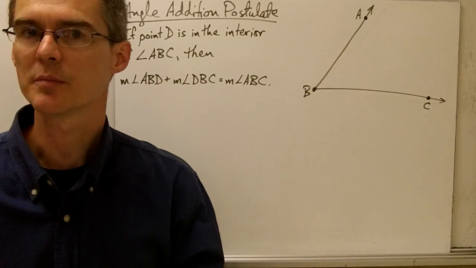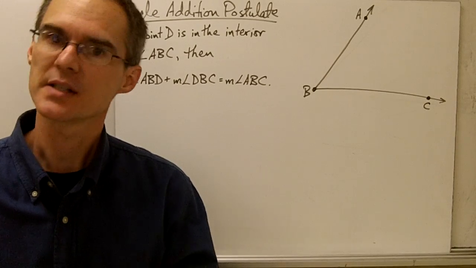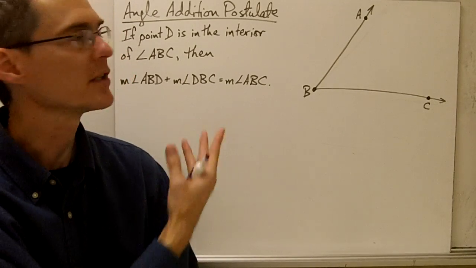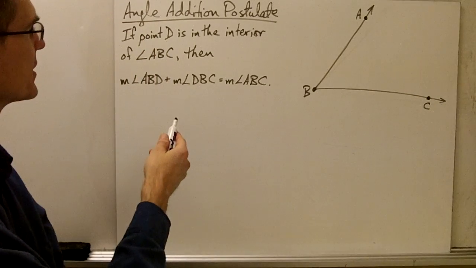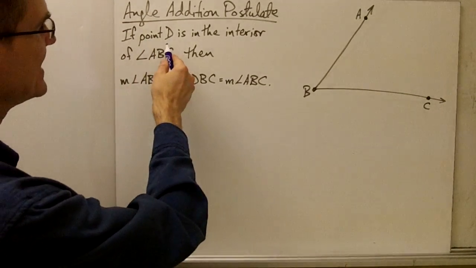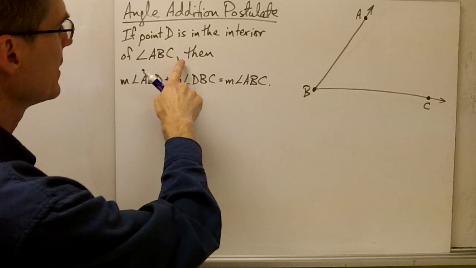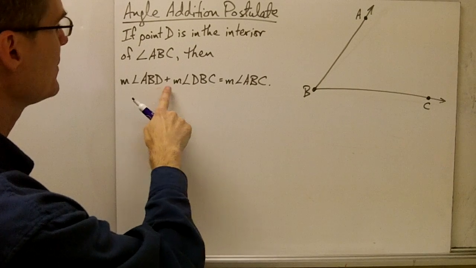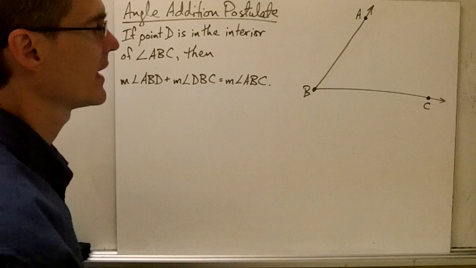Okay, the angle addition postulate is very similar to the segment addition postulate, except instead of adding segments together, the angle addition postulate has to do with adding angles together. So the angle addition postulate says, if point D is in the interior of angle ABC, then the measure of angle ABD plus the measure of angle DBC equals the measure of angle ABC.